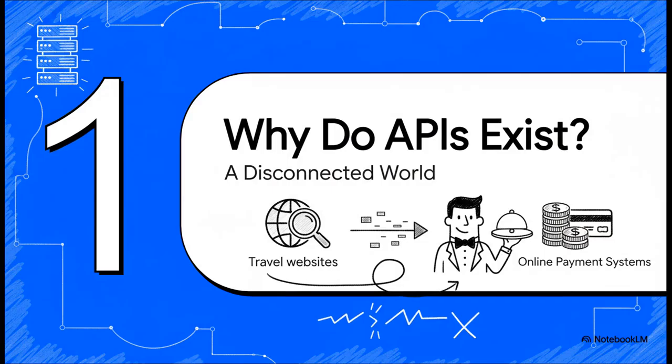So now we kind of get what an API is. But the next logical question is, why? Why do we even need them? Well, to get that, you've got to picture the early internet. It wasn't this connected web we know today. It was more like a bunch of digital islands. Every application was totally isolated, completely unable to talk to any other application. If you wanted to connect two of them, you had to build this custom, one-of-a-kind bridge every single time.